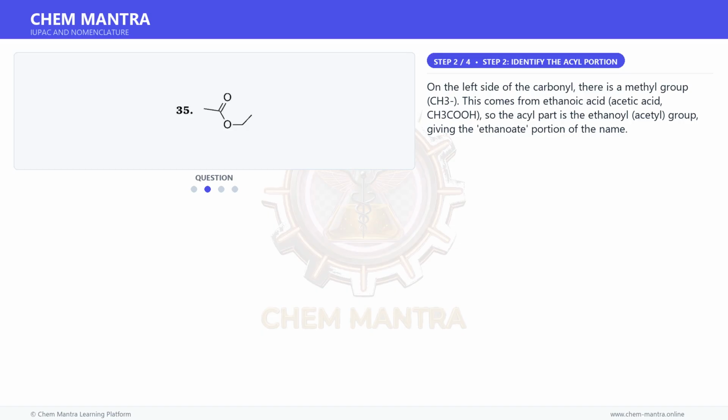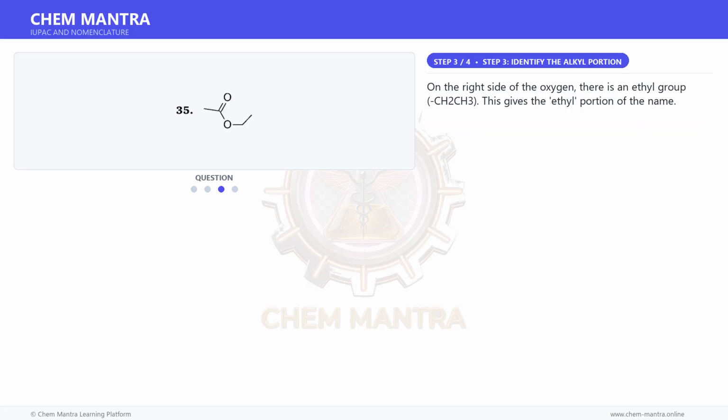On the left side of the carbonyl, there is a methyl group, CH3. This comes from ethanoic acid, acetic acid, CH3COOH, so the acyl part is the ethanoyl, acetyl, group, giving the ethanoate portion of the name. Moving on to the next step.